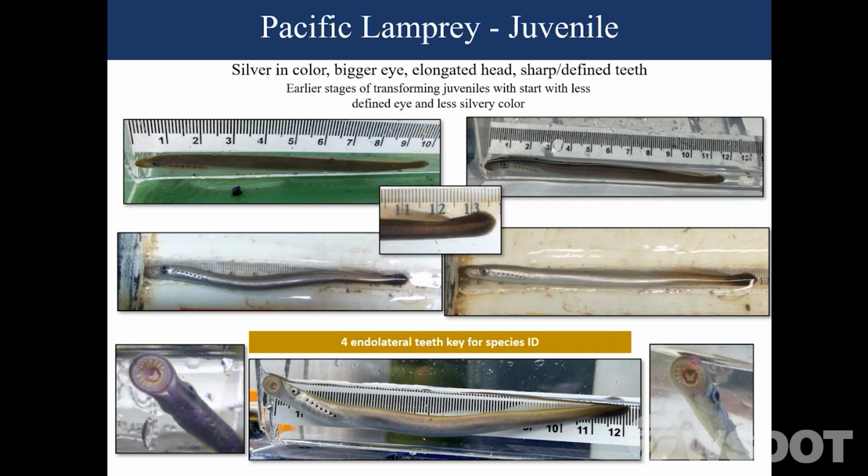So the dentition is really the tool we use to identify them. Again, we're looking at the 4 lateral teeth. This is a good example of how it's only got 2 supraoral teeth at this point, and so it has not developed that 3rd cusp. Having those 4 teeth on the edge is going to be our best example.